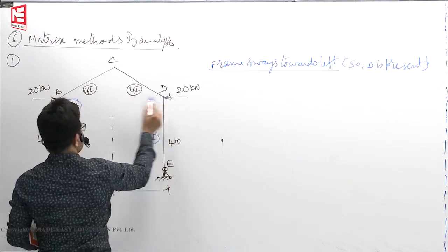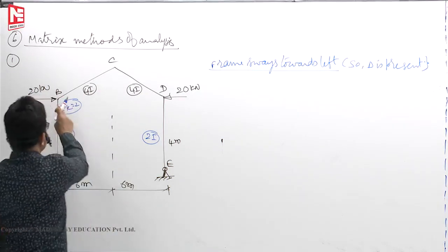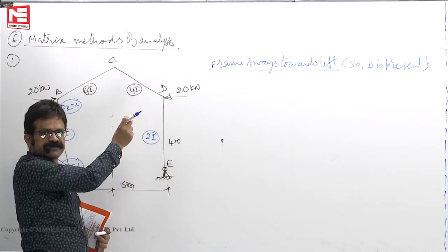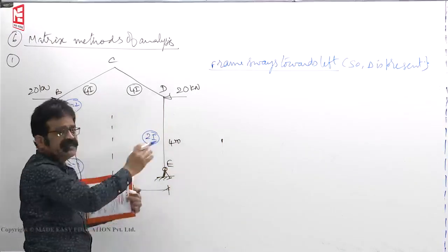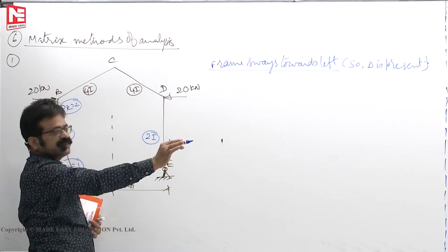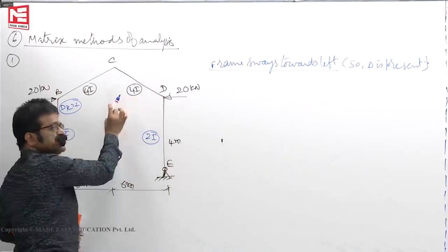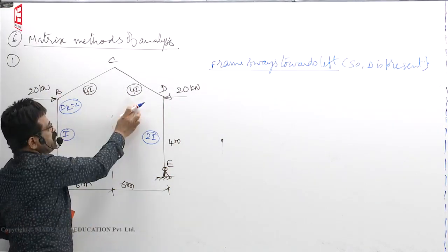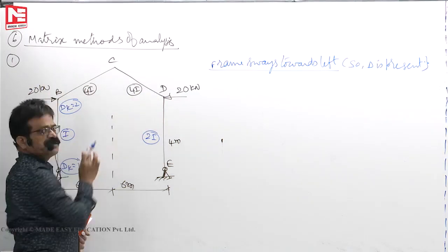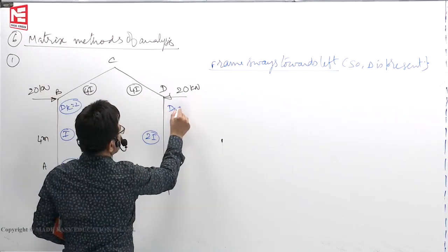Here it will sway, but need not be the same amount. If it sways by 5 mm, it can sway by 2 mm. Both of them can sway independently, because these two are not rigidly connected. If there is a horizontal member also, then if it sways by 2 mm, this will also sway by 2 mm. Member is not there. If it sways left side by 5 mm, it can sway by 2 mm. So here dk is 2.